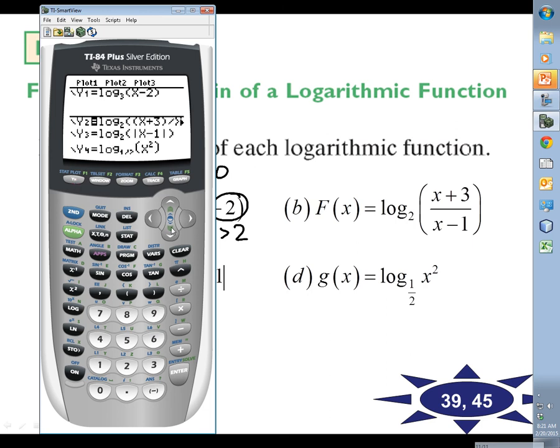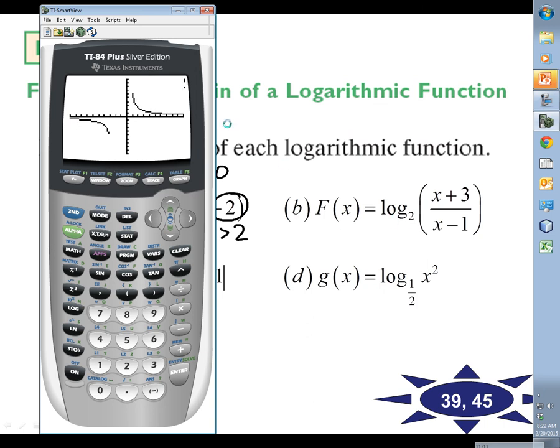Something went wrong. Probably lost a parenthesis here. Log base 2 of x plus 3 over, there it is. I made the same mistake that I'm always telling you not to make. Check your parentheses. x minus 1 needs to be in parentheses, and then our final parenthesis there. Let's try that one more time. There we go. We should have the curve in quadrants 1 and 3.